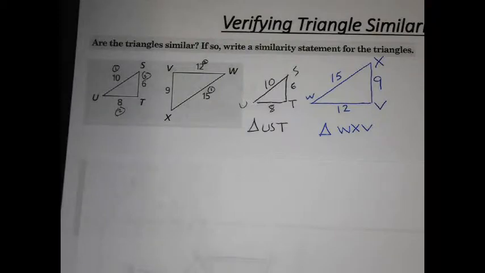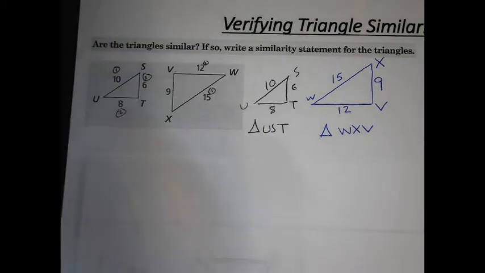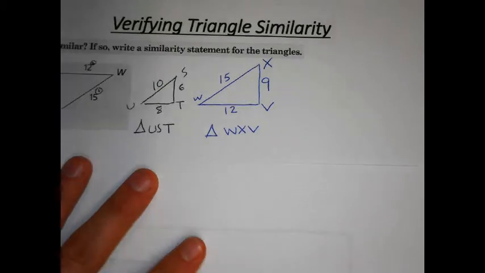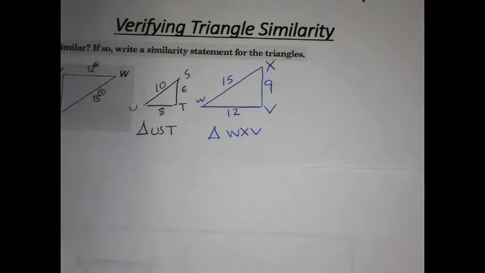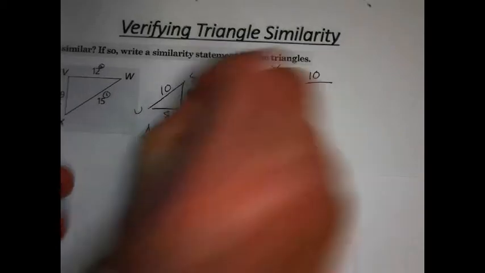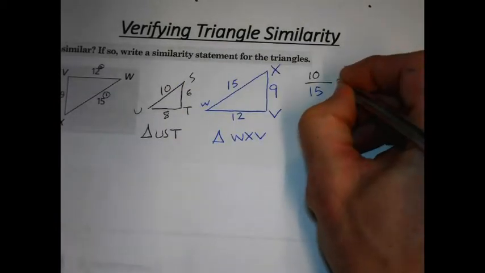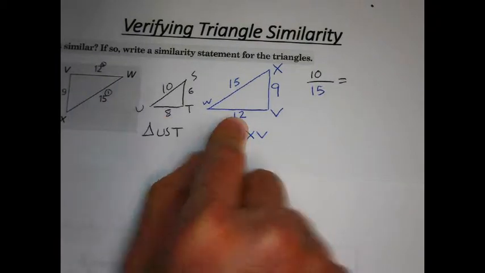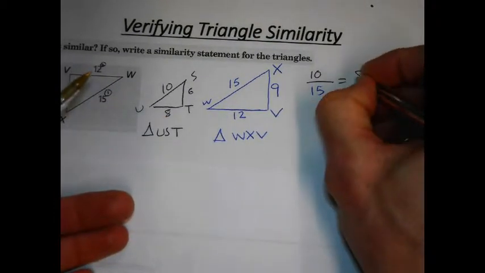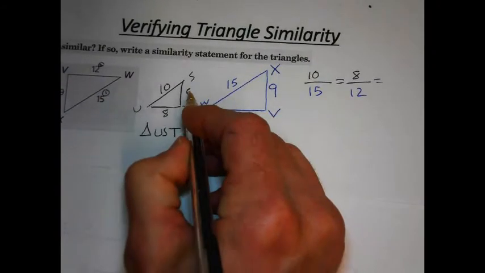Correspondence is huge. Now, once we have correspondence, can we talk about similarity? And the answer is, well, I hope so, because of what we had just learned. If the corresponding sides are proportional, that means if I have 10 to 15, right? 10 and 15 correspond. Is that going to equal 8 to 12? Okay, so 8 in the small one, 12 in the bigger one. And is that going to equal 6 to 9?